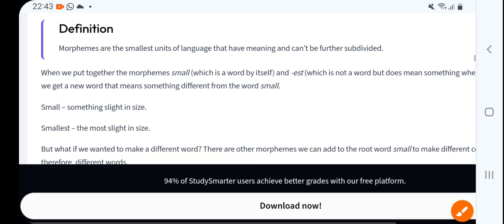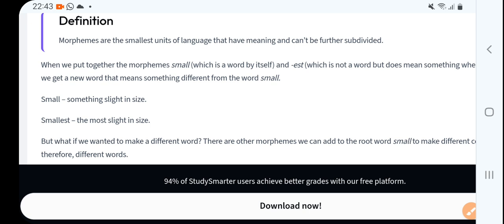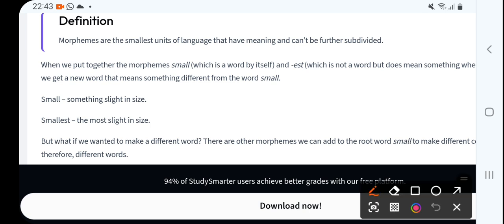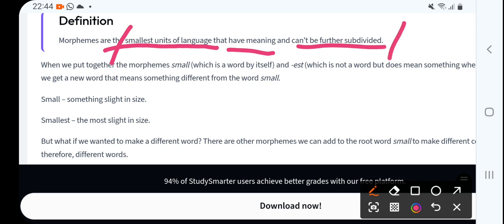Okay, now the definition: morphemes are the smallest units of language that have meaning and cannot be further subdivided. Important. This is the complete definition. Morphemes are the smallest unit of language that have meaning and cannot be further subdivided.